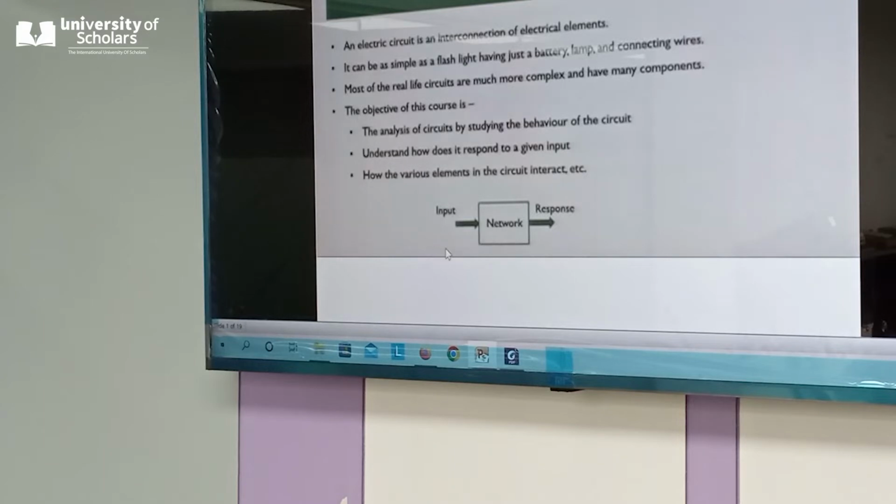So in this particular course, we will try to understand basic circuits and try to analyze electricity and magnetism and their relationship with voltage and current. So current is basically related to charge, and voltage is related to the electric field.